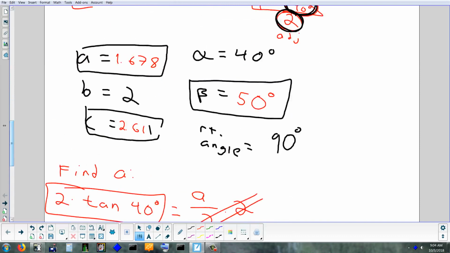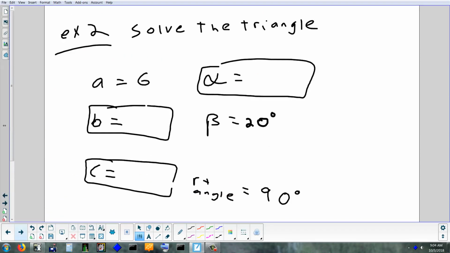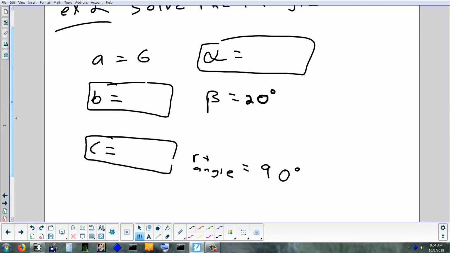Any questions on that one? All right, so we'll try one more of that type, and then we'll look at the last type. So I'll start you off.